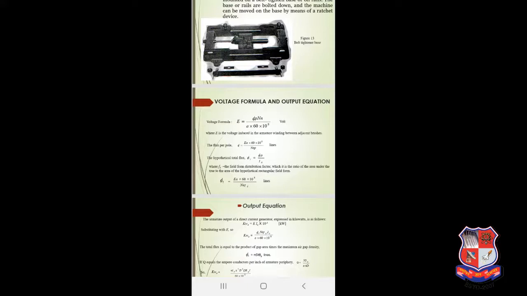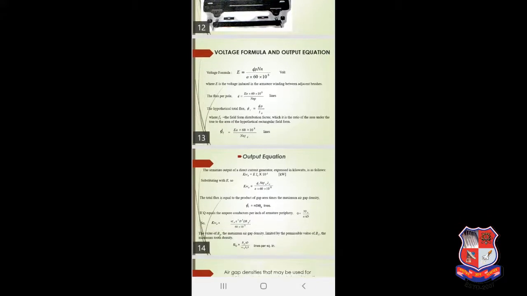The hypothetical total flux φt is equal to φP divided by FD, where FD is the field form distribution factor, which is the ratio of the area under the true curve to the area of the hypothetical rectangular field. So φt = E·A·60 × 10⁸ / (N·FD) lines.